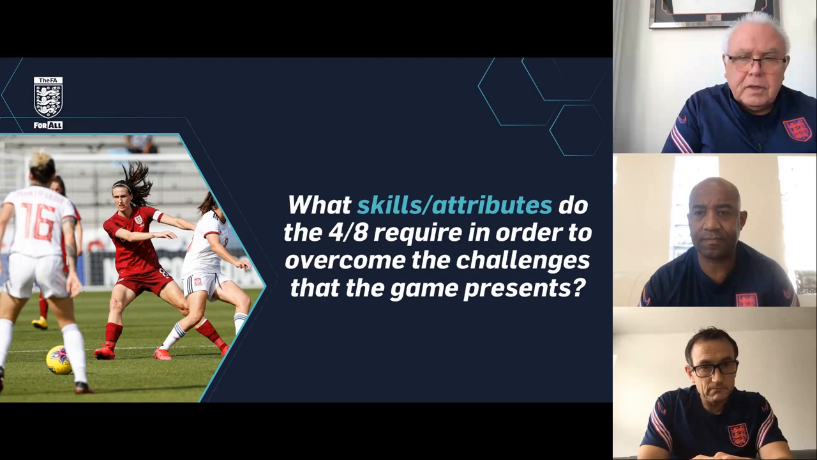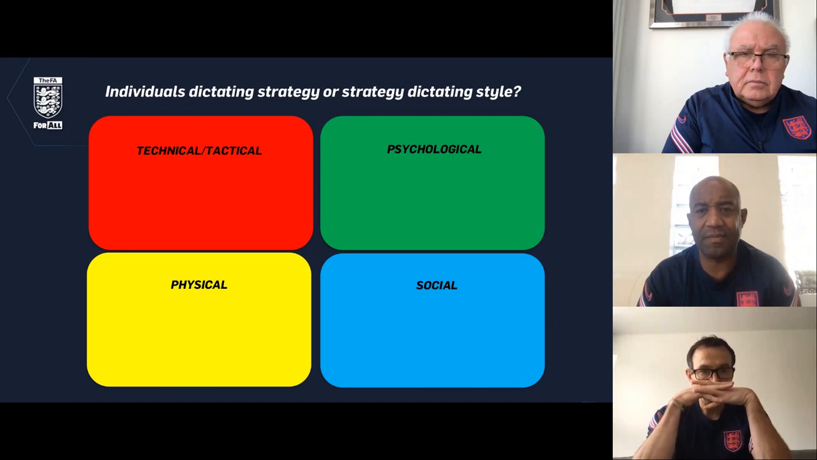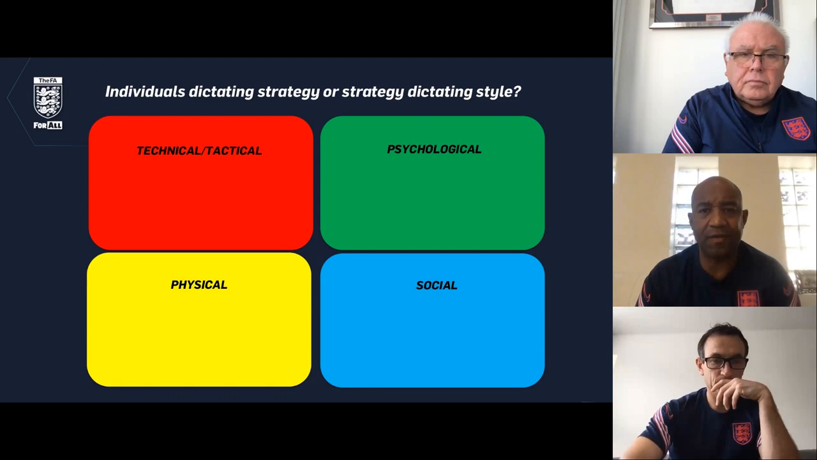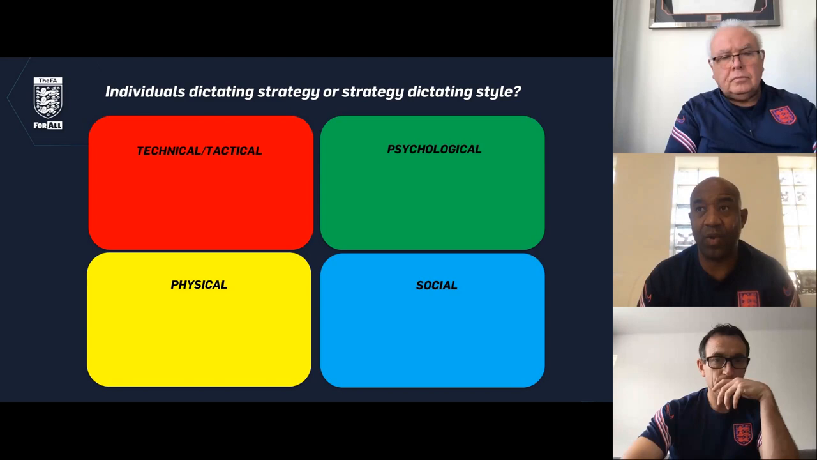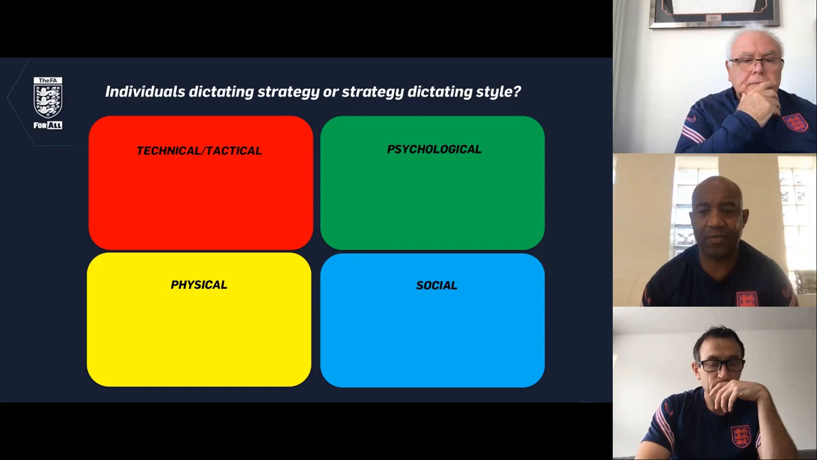Okay, so this is a question for the learners, really. If we're looking at individuals dictating strategy or strategy dictating style, think about your four corner model when you're trying to profile your player, and think what that looks like in your context with the players that you're working with. So that's just for me to leave with you to think about.